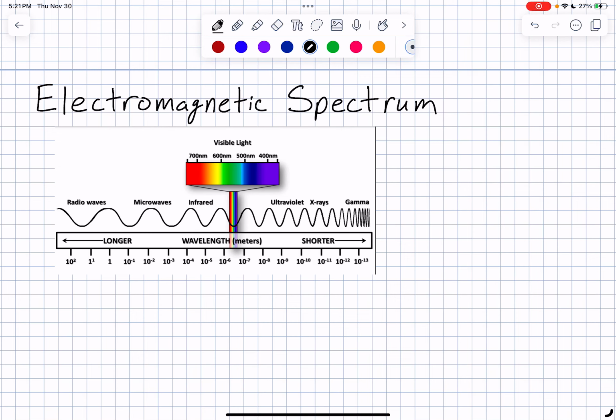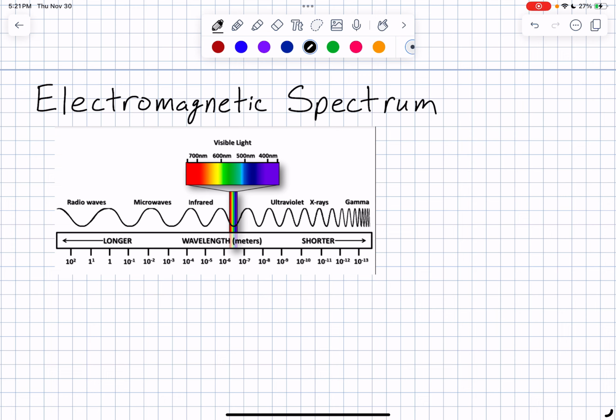Hello, chemistry students. Today we're going to be talking about the electromagnetic spectrum and how it relates to hydrogen emission spectra, which we'll get to in a little bit. So first things first, let's refresh ourselves on the electromagnetic spectrum.